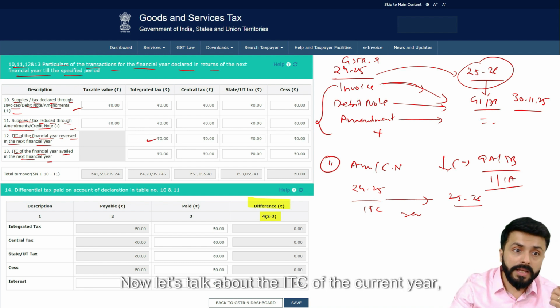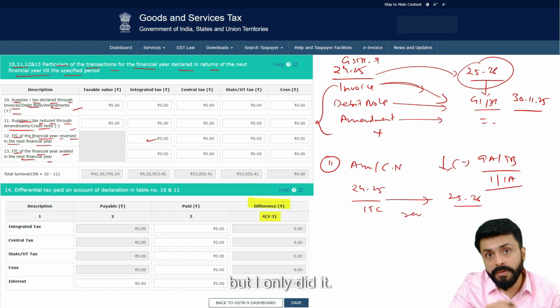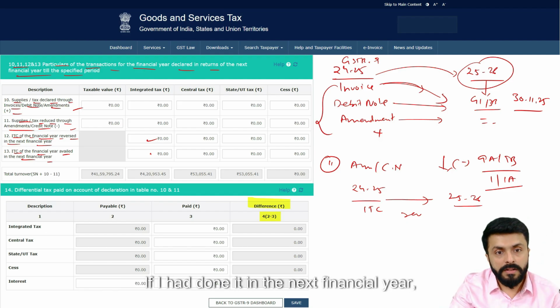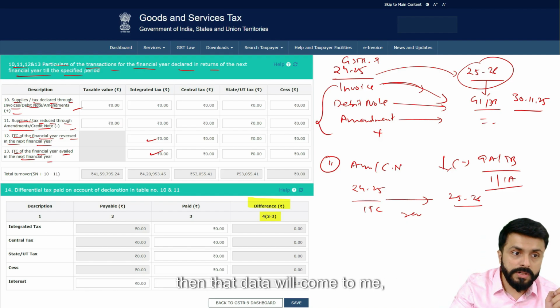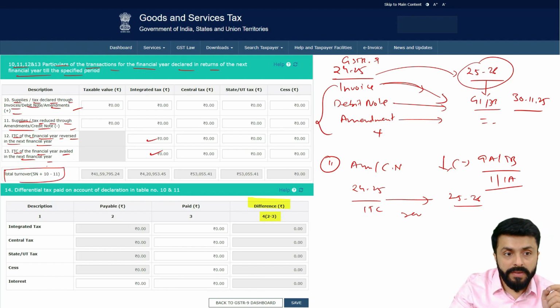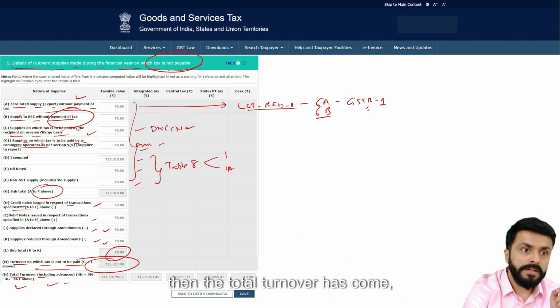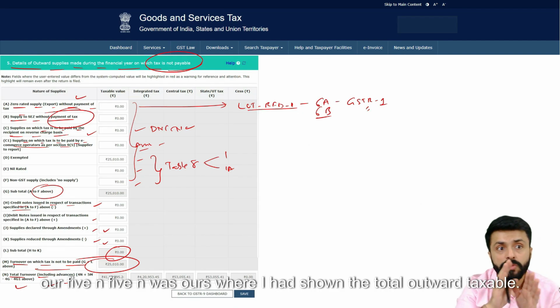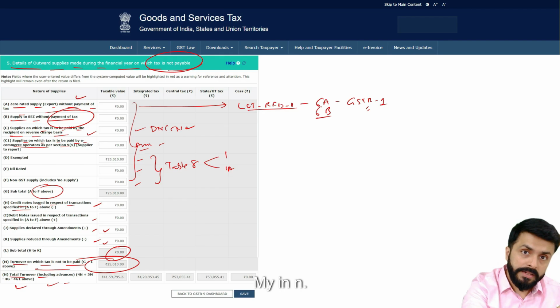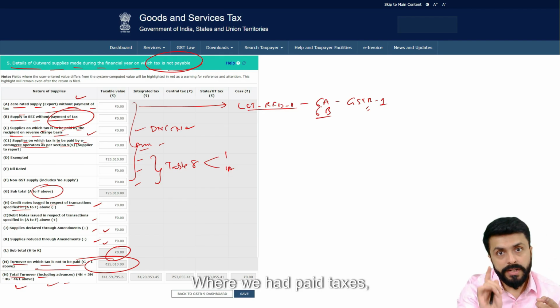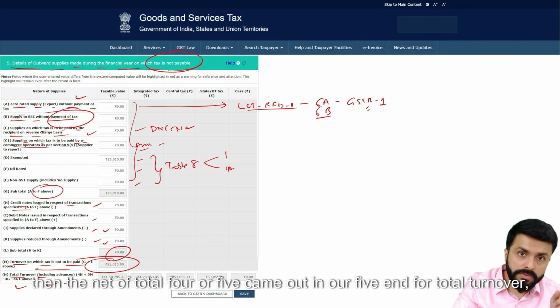Now let's talk about the ITC of the current year, but I only did it. If I had done it in the next financial year, then that data will come to me. Then the total turnover has come. In our GSTR-3B, where I had shown the total outward taxable, where we had paid taxes and without taxes we had netted off, the net of total came out in our 3B for total turnover.